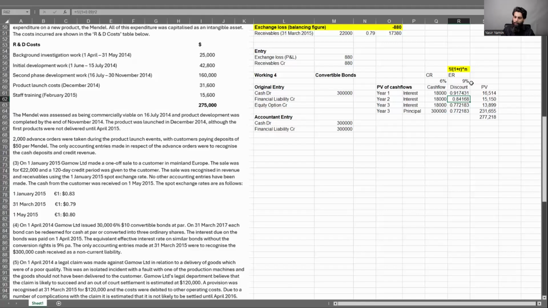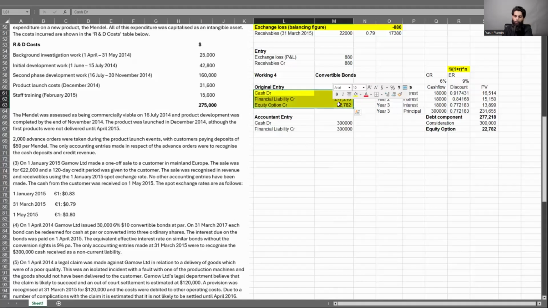All right. So this is the present value of cash flows, which is known as the debt component, right? This is the debt component. Then you compare this debt component with the amount of consideration received, which was 300,000 against this bond. The remaining, the residual is equity option, right? So the accounting entry that should have been made is cash debit 300,000, liability portion credit 277,218, and equity option credit 22,782. This should be the correct accounting entry.